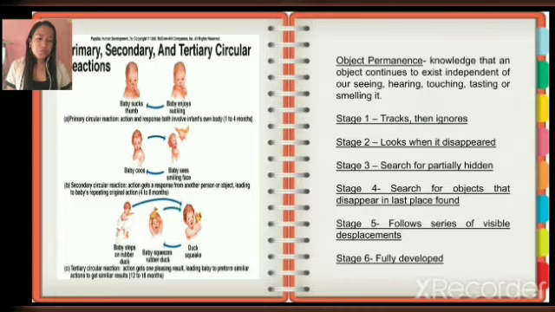So in stage 1, there is what we call object permanence. It is the knowledge that an object continues to exist independent of our seeing, hearing, touching, tasting, or smelling.